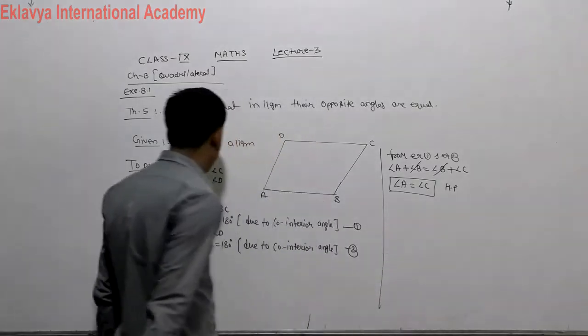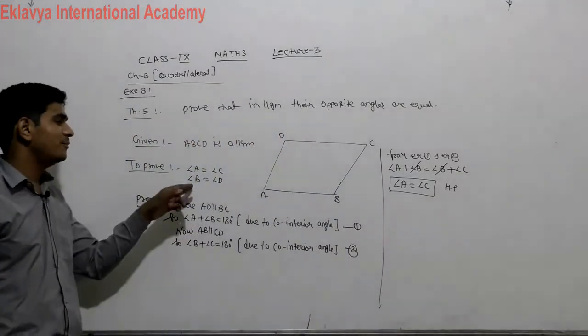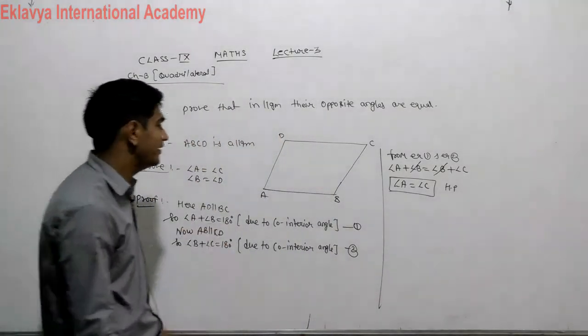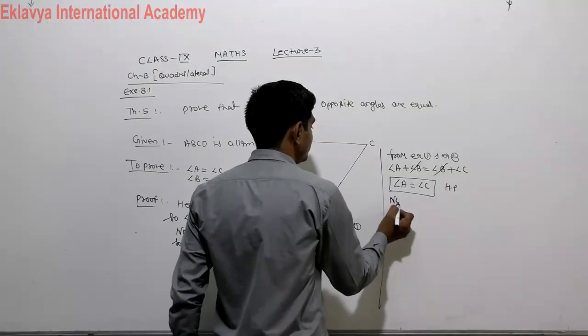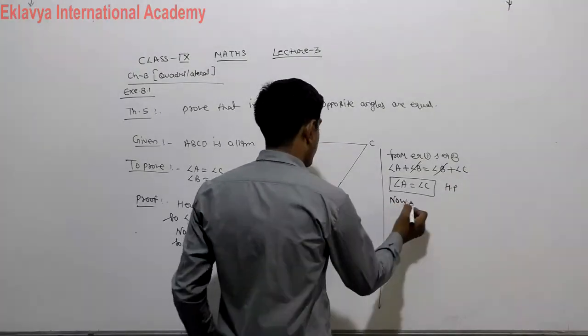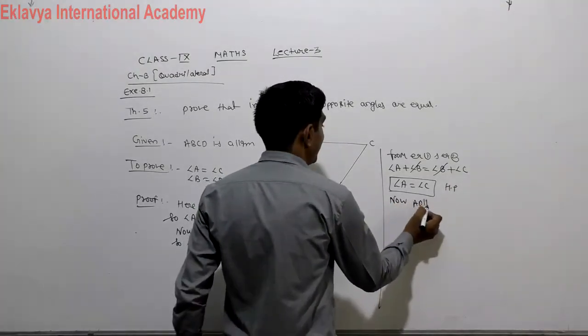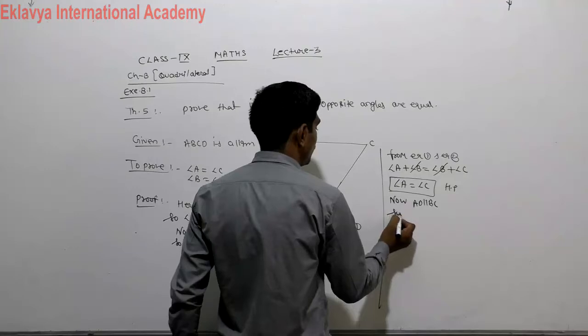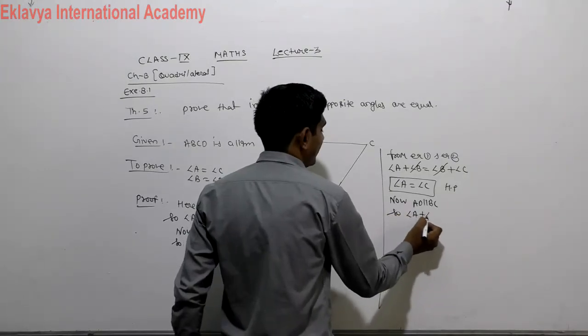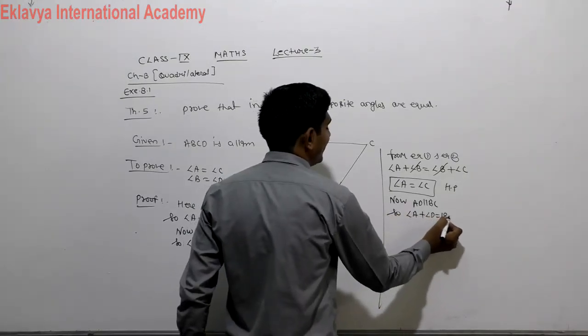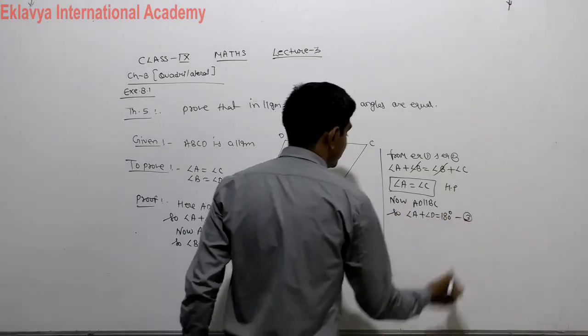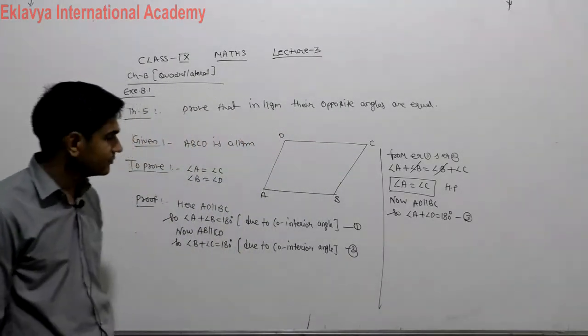First part is proved. Second part, what do we have to prove? B is equal to D. So for B is equal to D, now AD is parallel to BC. So angle A plus angle D is equal to 180 degrees, equation number 3, due to co-interior angles.